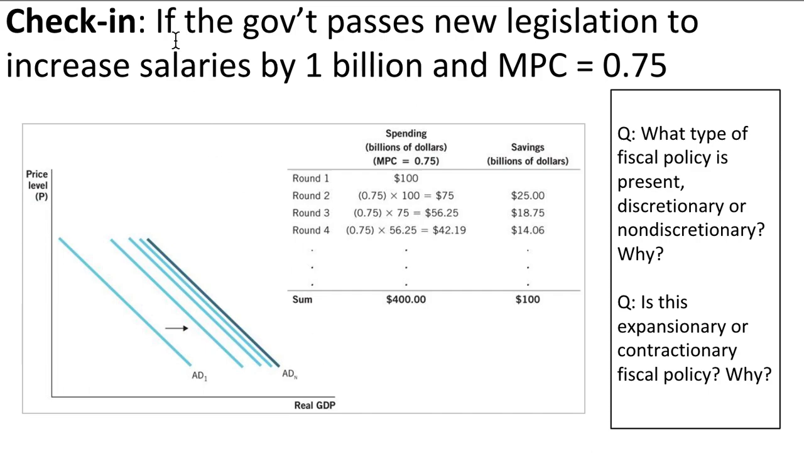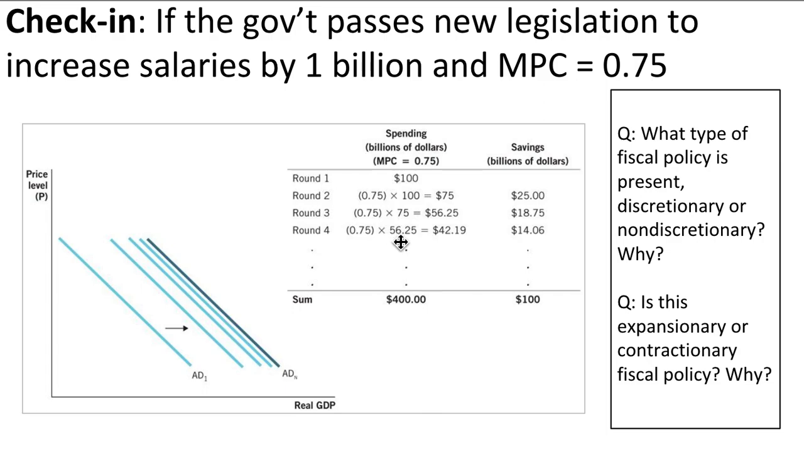So in this situation, the government passes new legislation to increase salaries by 1 billion, and the marginal propensity to consume, so the portion of that new income that's going to be spent, is 0.75. And so in this graphic, we see each of those rounds of new spending occurring, that we would take the marginal propensity to consume and multiply it by that original amount, and then next amount and next amount.